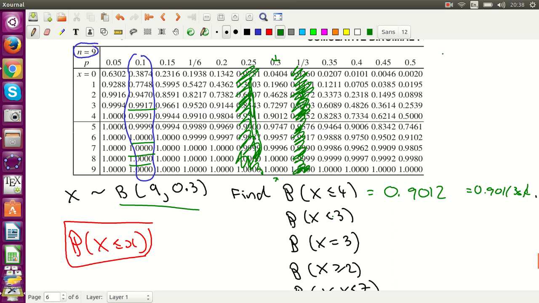The chance that x is less than 3, the crucial thing is you have to be very careful that that's the chance that x is less than or equal to 2. So that's 0.4628. The chance that x equals 3 is a very cunning trick here. You say the chance that x is less than or equal to 3, minus the chance it's less than or equal to 2. So that's 0.7297 minus 0.4628, which equals 0.2659.